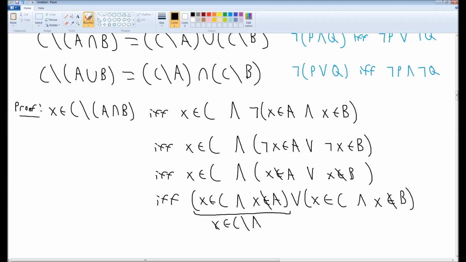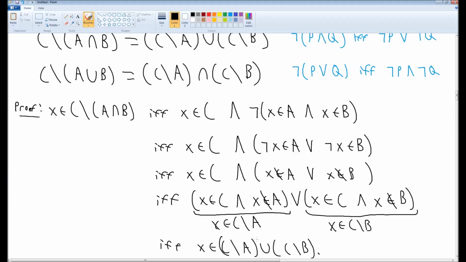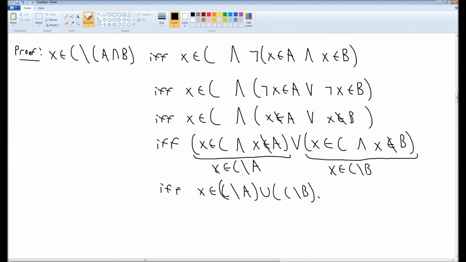But now this part right here, being in C but not in A, that's the same as saying you're in the set difference of C and A. And likewise, this part's the same as saying you're in the set difference of C and B. So now if you're in here or you're in here, that's the same as saying you're in the union. So that's the same as saying that X is in this union right here. So that means these sets have to be equal.